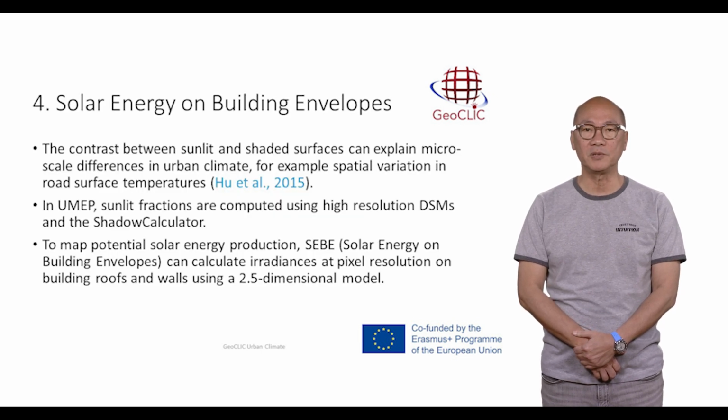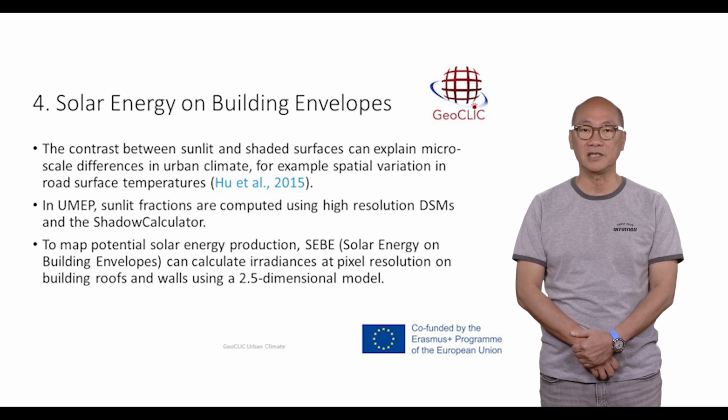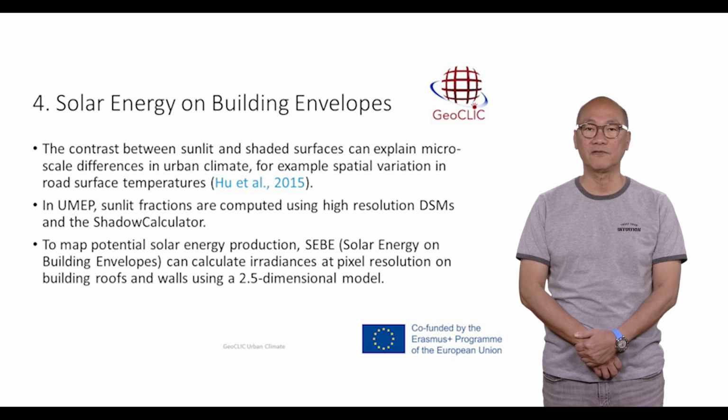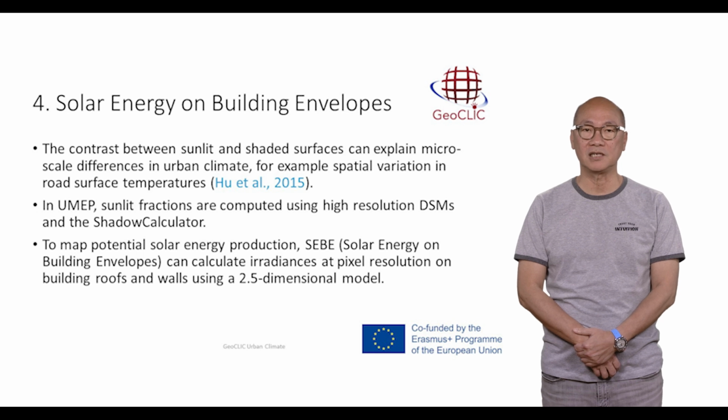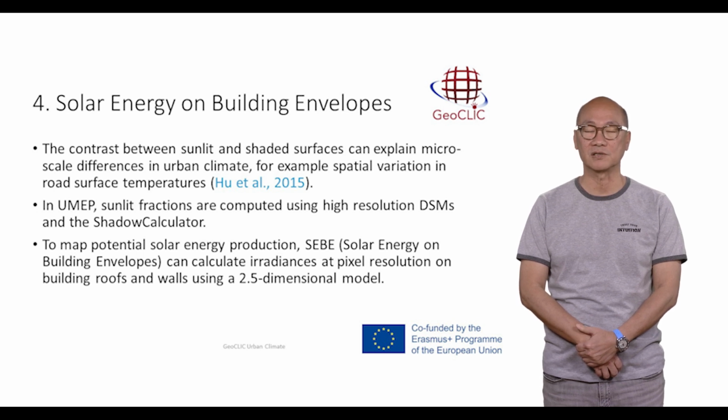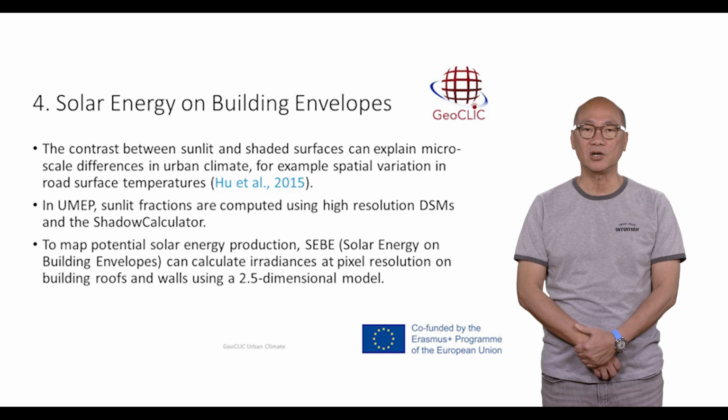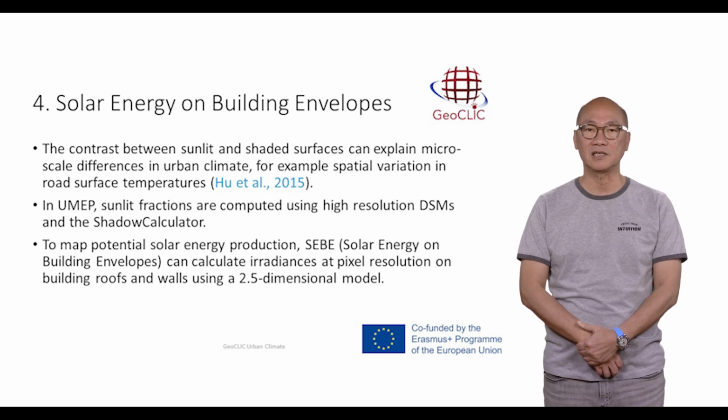The solar energy on building envelopes module calculates irradiances or incoming radiation at pixel level on building roofs and walls using a 2.5-dimensional model. The contrast between sunlit and shaded surfaces can explain micro-scale differences in urban climate. For example, the spatial variation in road surface temperatures. The solar energy on building envelopes model calculates the sunlit fraction using high-resolution DSMs and shadow calculator.